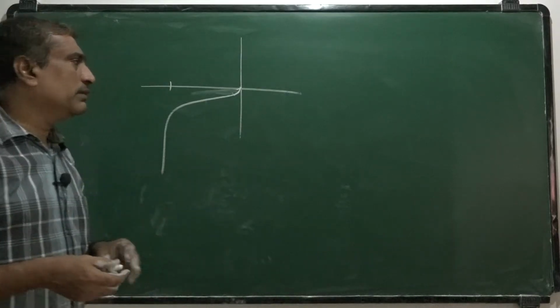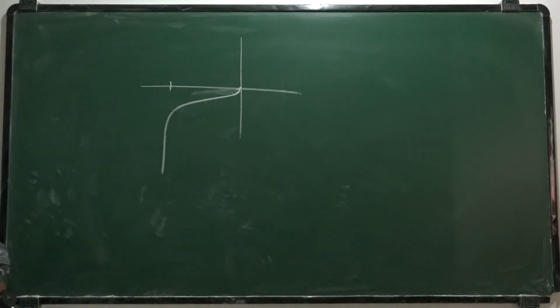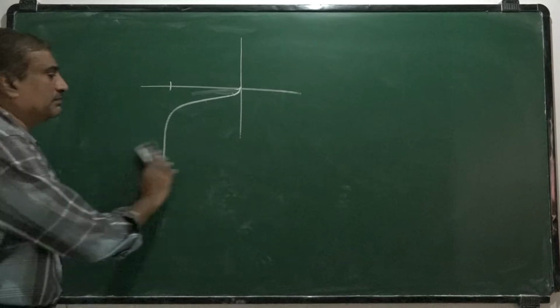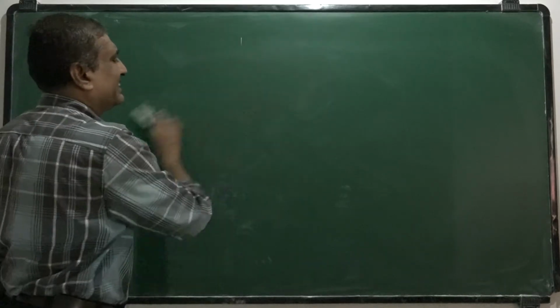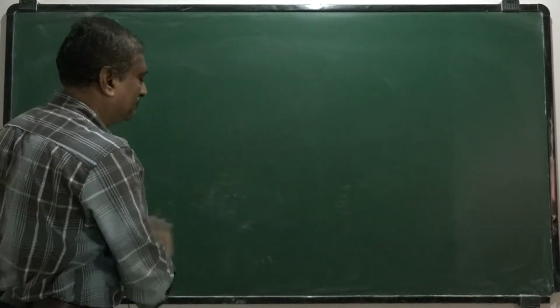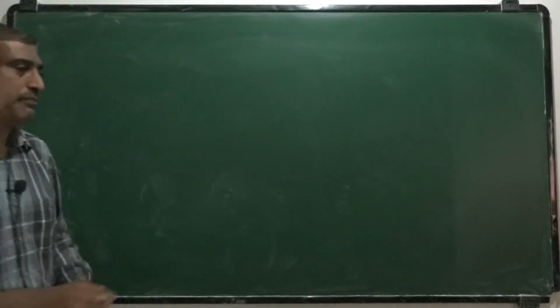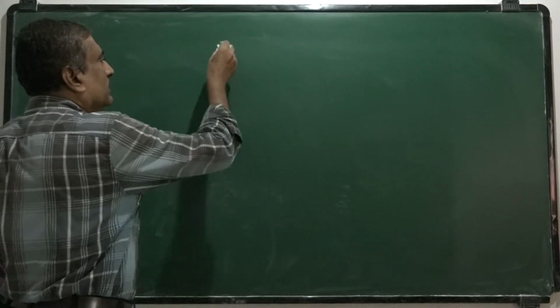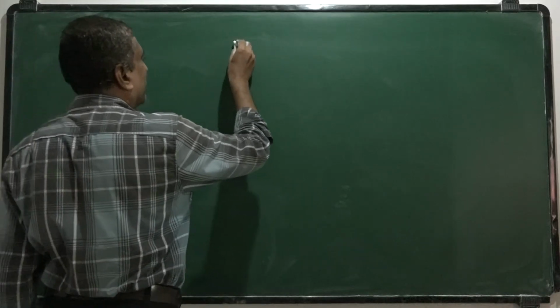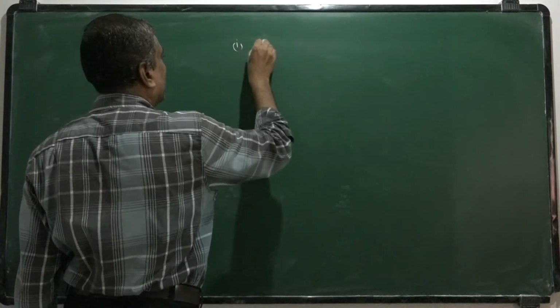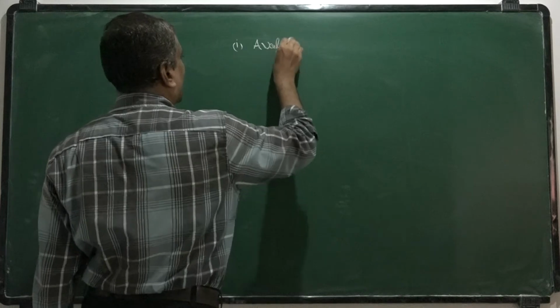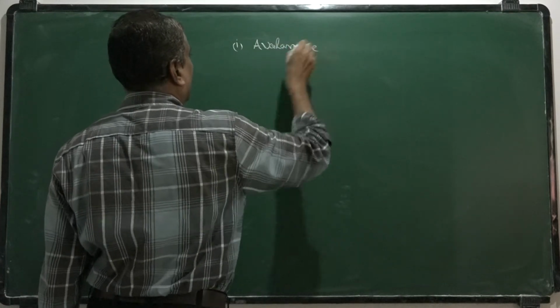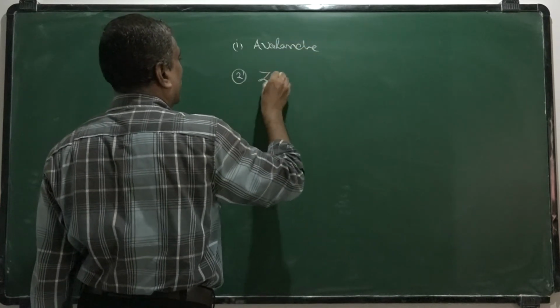So there are two types of breakdowns, which are avalanche breakdown and Zener breakdown. Okay. So there are two types of breakdowns, avalanche and Zener breakdown.